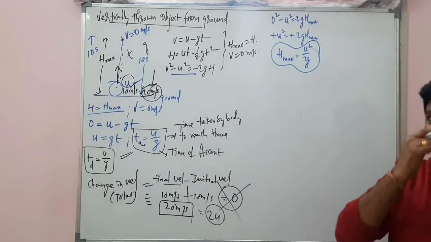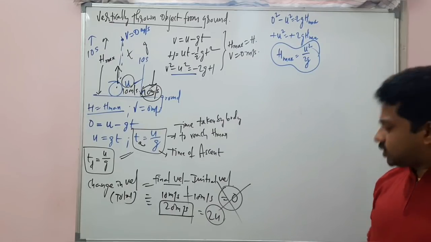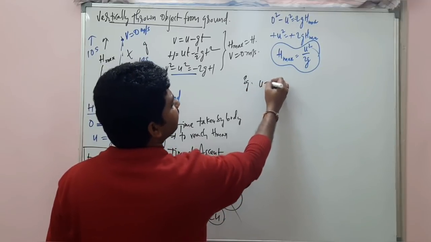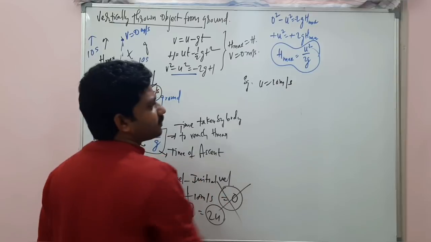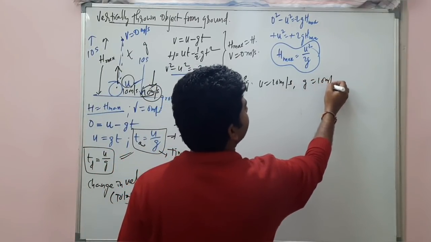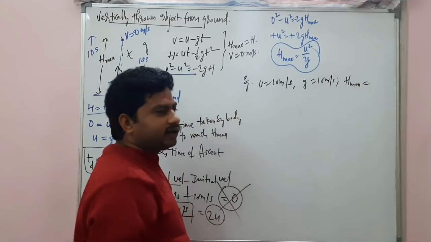What is that? Maximum height taken by the body, u square by 2g, right? So questions can be asked here. For example, the initial velocity of the body is given as 10 meters per second. They gave you g value also as 10 meters per second square. Find the maximum height taken by the body. It's so simple.